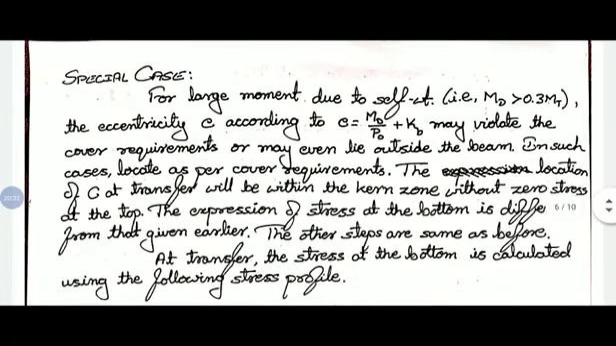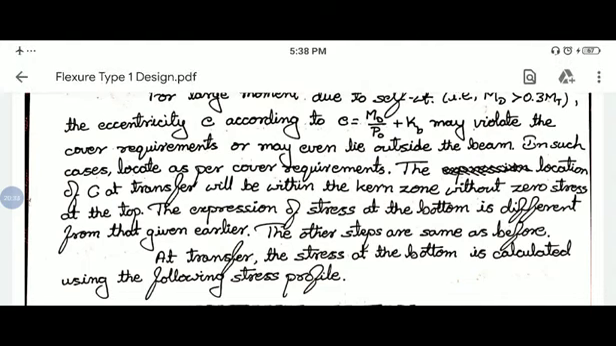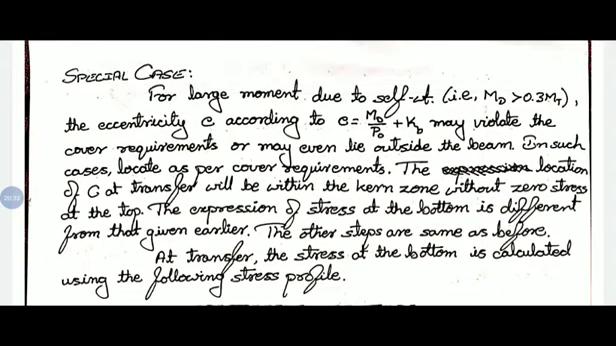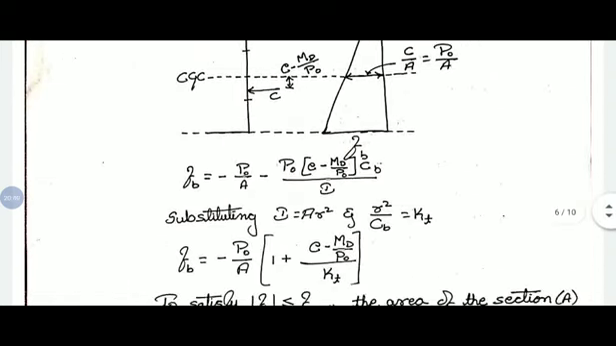If A is not adequate, again we need to redesign the section. So special case: in the first case we considered MD is less than or equal to 30% of MT. Now the special case is MD greater than 30% of MT. For that, the eccentricity should be MD upon P naught plus KB, which may violate the cover requirements of the beam. So for that we will have another equation.